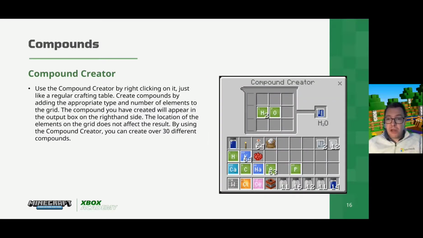You've also got the compound creator. So the compound creator allows you to take the elements you've created in the element constructor and then combine them together to make compounds. So you can take 2 parts hydrogen, 1 part oxygen, and you've got a glass of water.